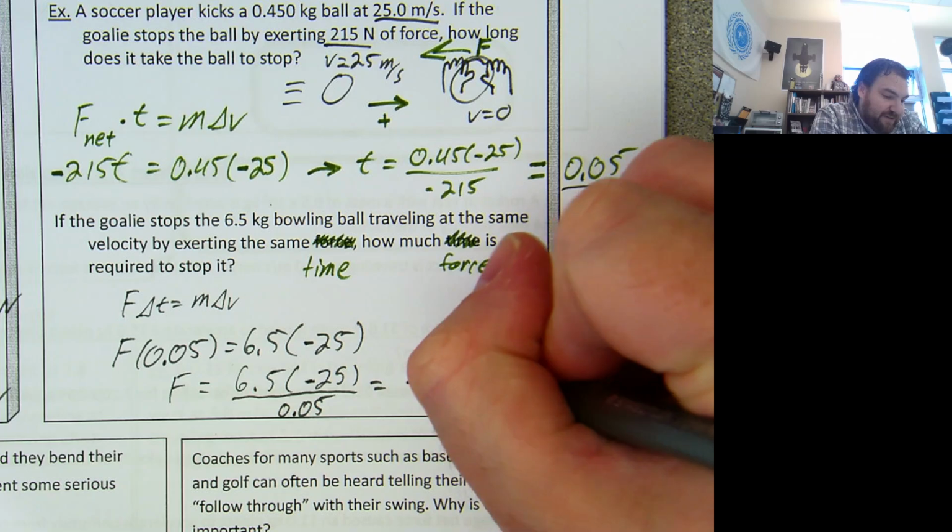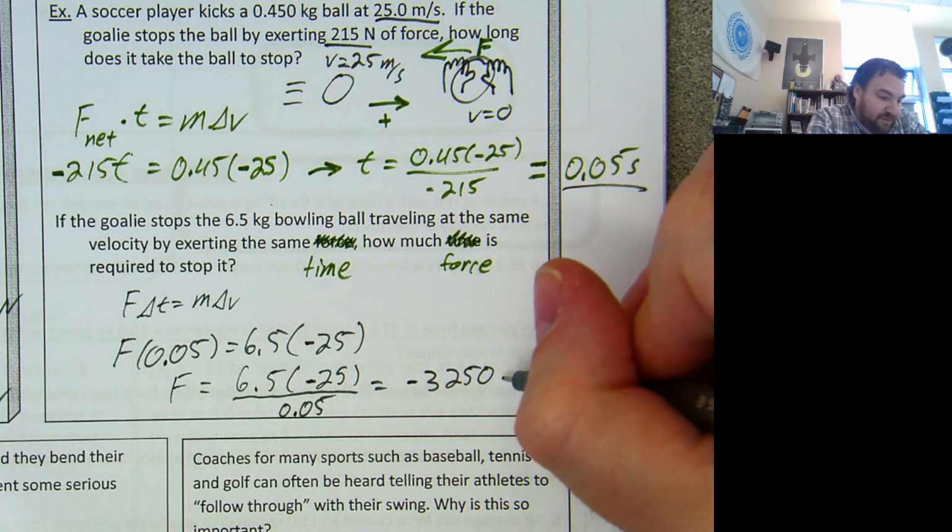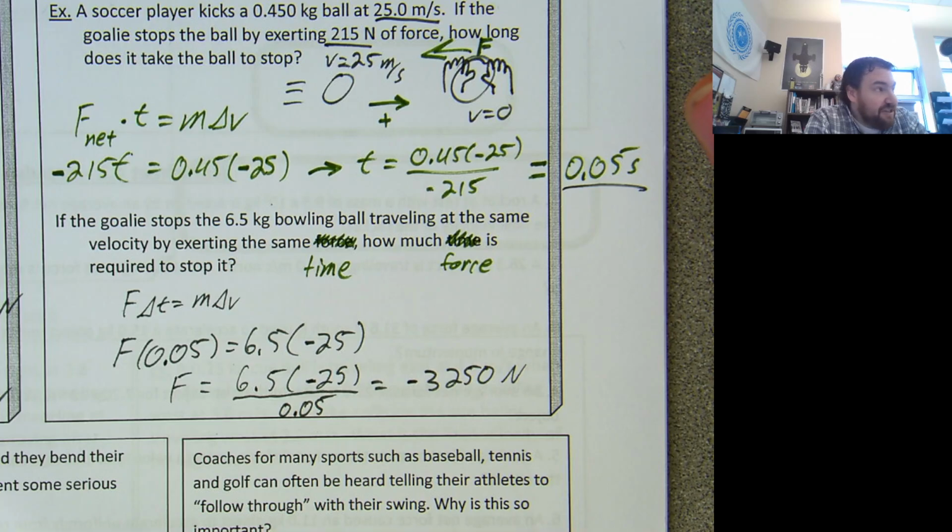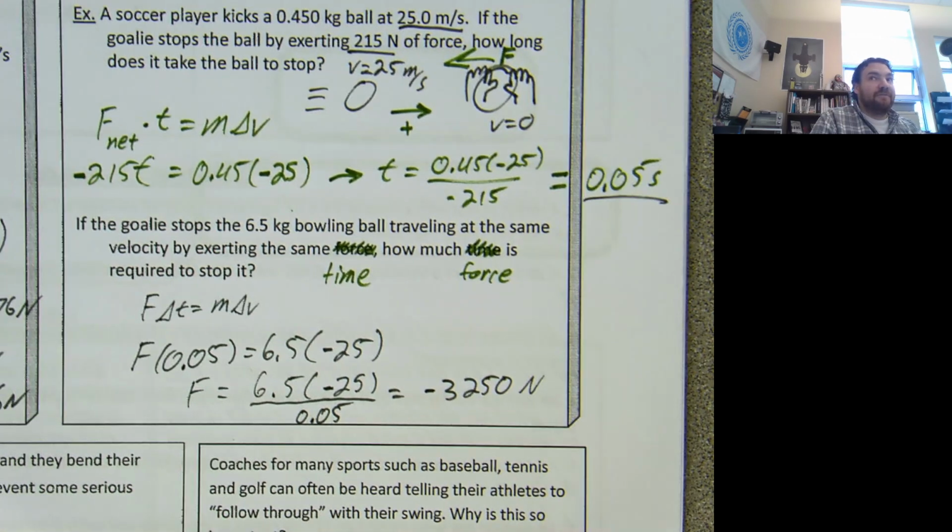Negative 3,250 newtons of force. Substantially more. To put it in perspective, it would feel like exerting 3,250. That's equivalent to 330 kilograms of mass being lifted. That's an absurd amount of force required to stop this ball.